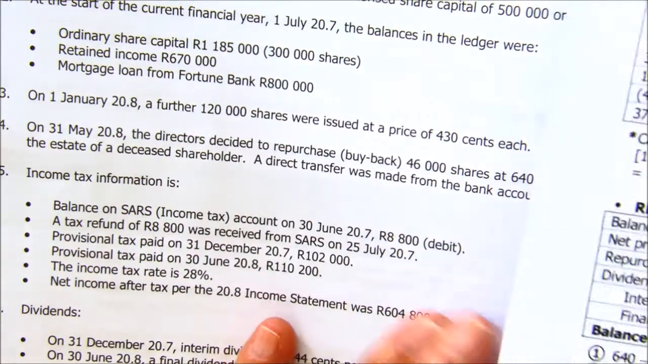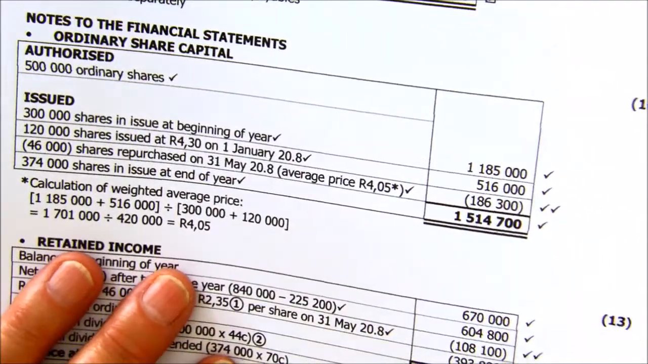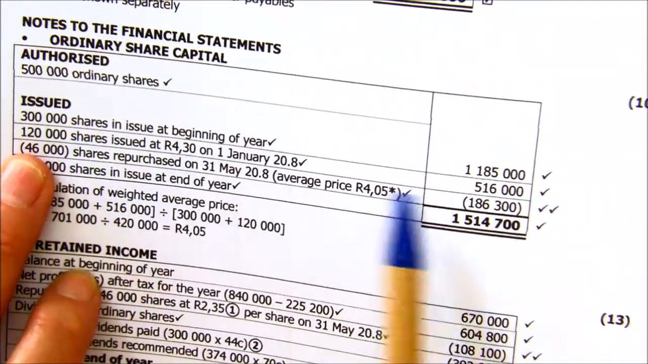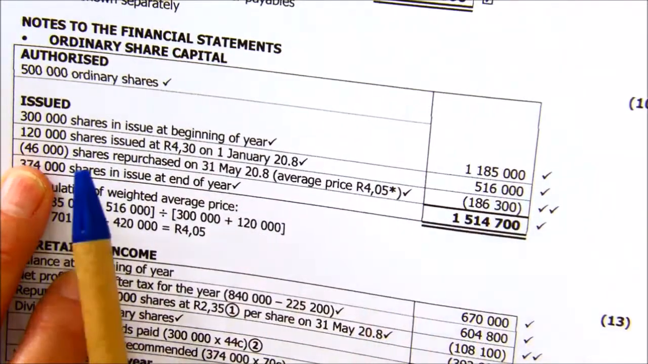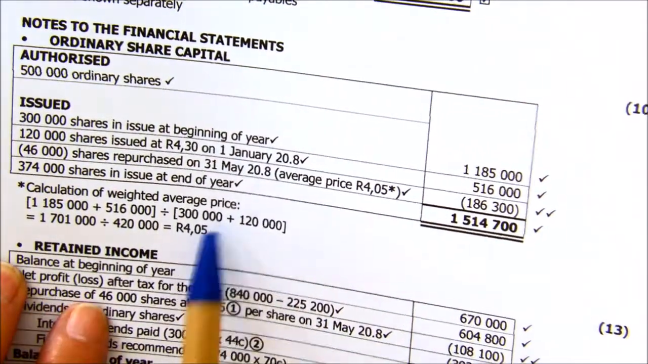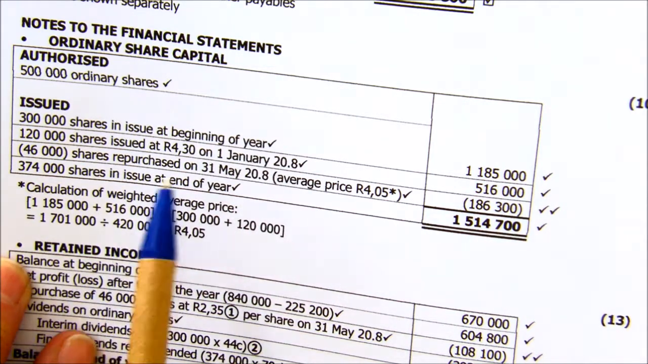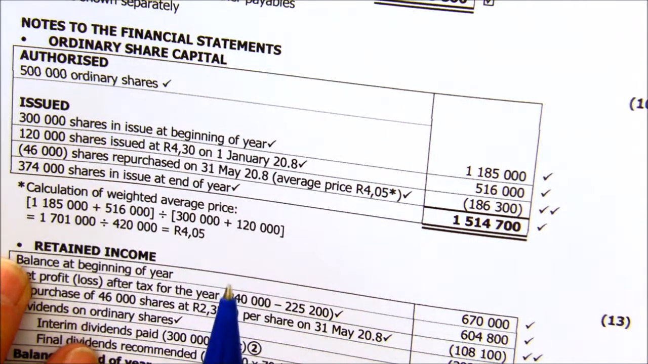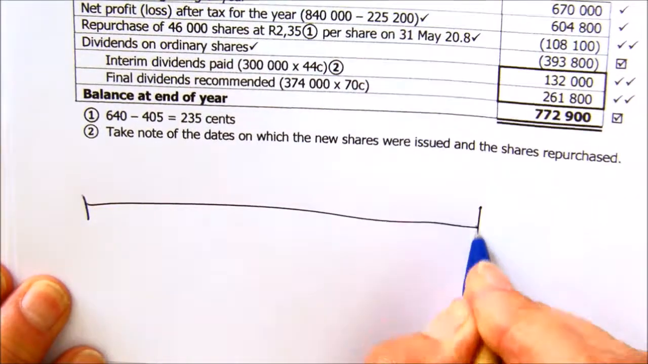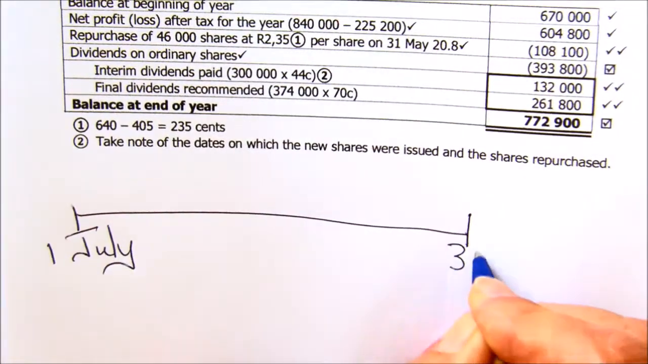Now, you will draw up the share capital account, and it's given to you here. So you had 300,000, you sold another 120,000, which brought in, and then you repurchased that. And there's a calculation to help you with the weighted average. Now, what I want to focus on is the date. Your year starts on the 1st of July. So if we look at a timeline, we are working from the 1st of July to the 30th of June.